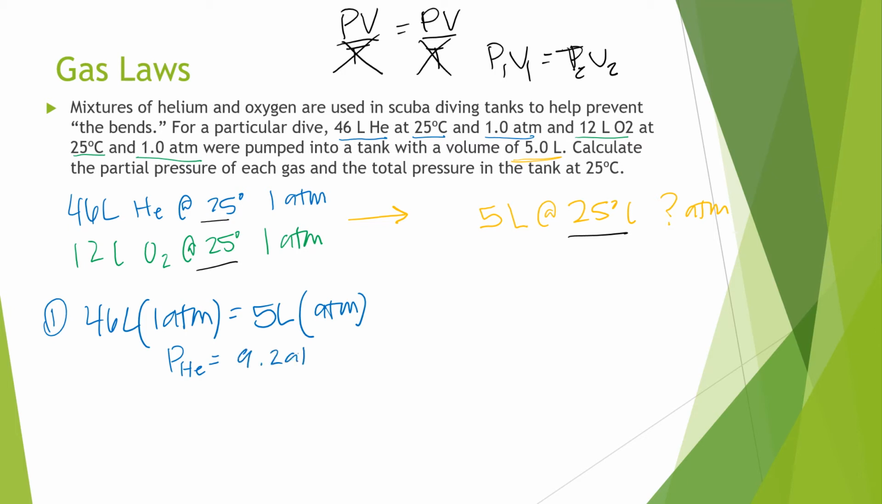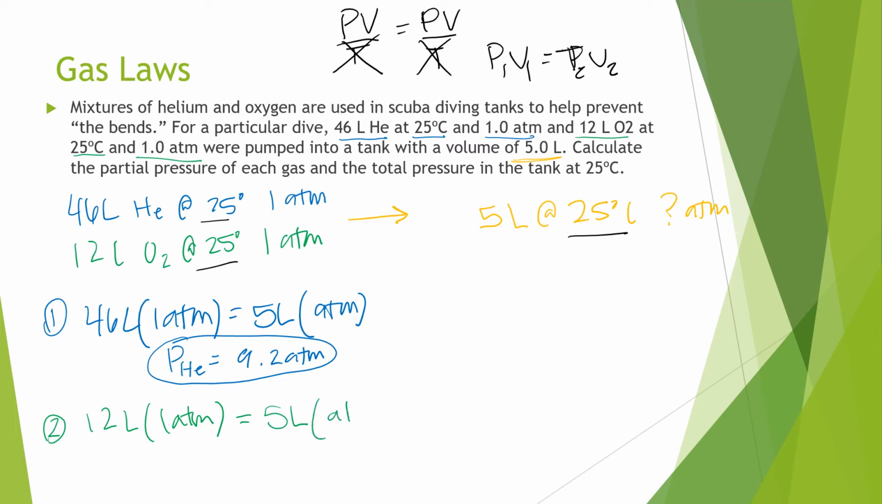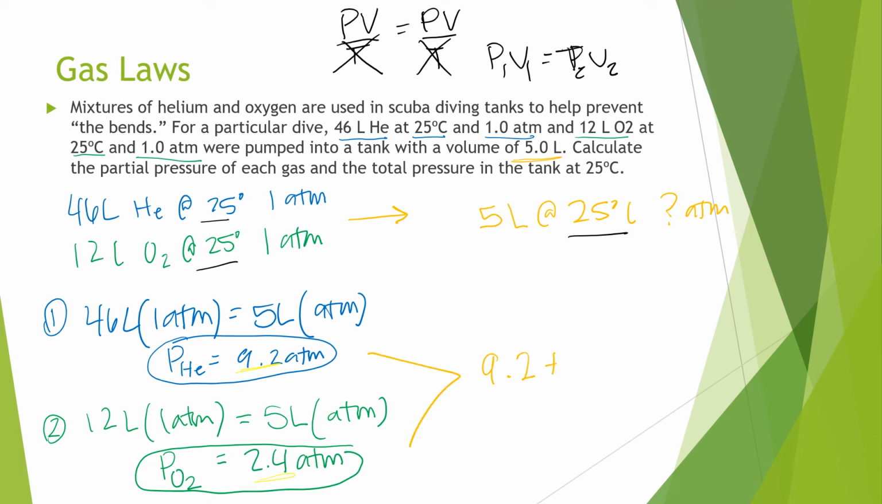So I'm going to solve and I get my new pressure is 9.2 atmospheres. Now I'm going to do the same thing for oxygen. So 12 liters at 1 atmosphere equals how many at 5 liters? I do that math and I get 2.4 atmospheres. So those are the new individual pressures of the helium and the oxygen gas in the new tank of 5 liters. It makes total sense that our pressure went way up from what it was because our volume went way down. And then now the total pressure of them combined is simply adding them together. So our new total pressure in that scuba diving tank would be 11.6 atmospheres.